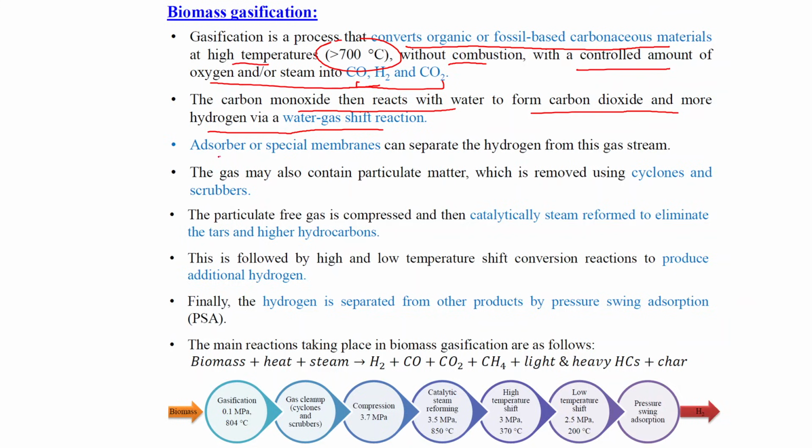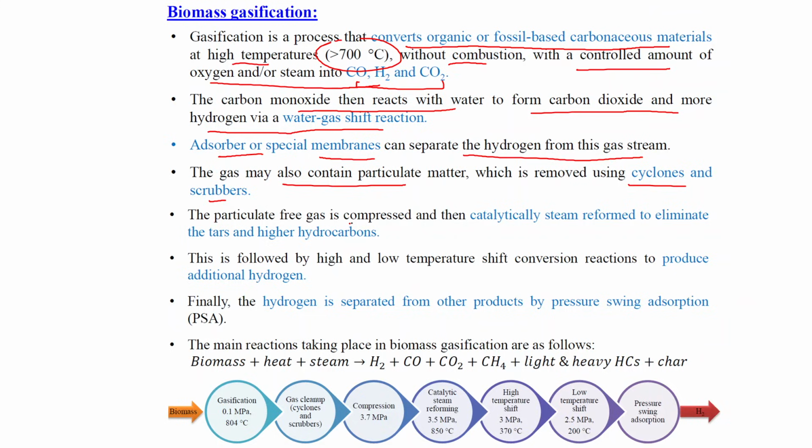Along with that, some absorbers or special membranes are used which can separate the hydrogen from the other gas streams, basically carbon monoxide and carbon dioxide. Okay, so sometimes separators are used, or pressure swing absorption, PSAs, are used, then scrubbers are used to separate the mixture of these gases into different gases. Okay, so gas may also contain particulate matter which is removed using cyclones and scrubbers.